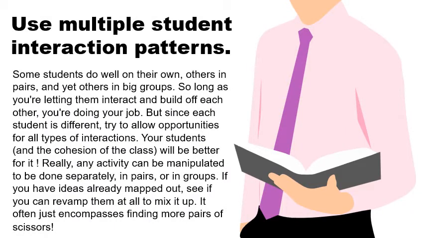Number 5. Use multiple student interaction patterns. Some students do well on their own, others in pairs, and yet others in big groups. So long as you are letting them interact and build off each other, you are doing your job. But since each student is different, try to allow opportunities for all types of interaction. Your students will be better for it. Really, any activity can be done separately, in pairs, or in groups. If you have ideas already mapped out, see if you can revamp them to mix it up.